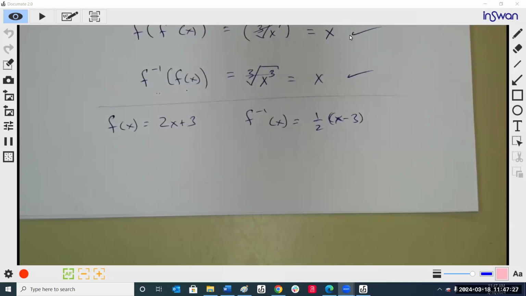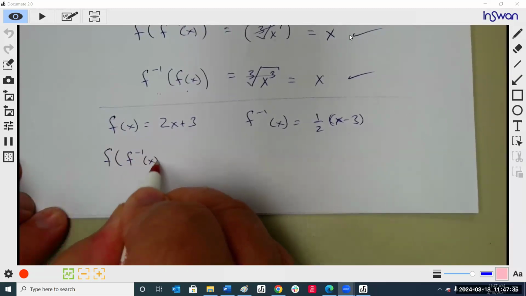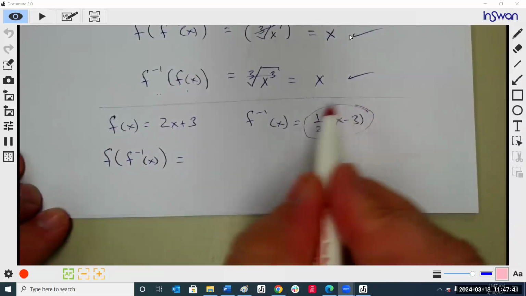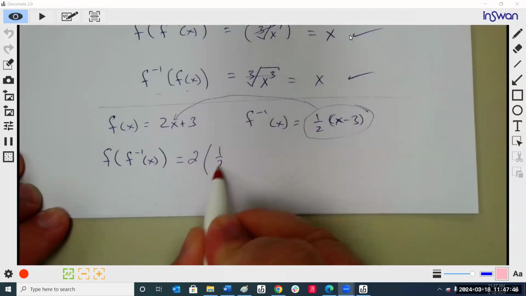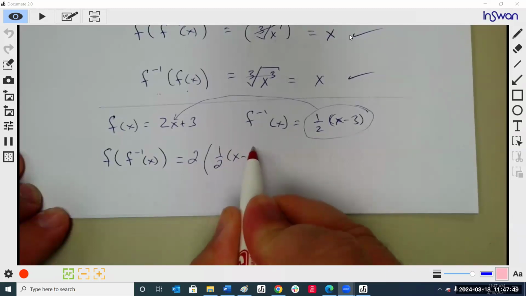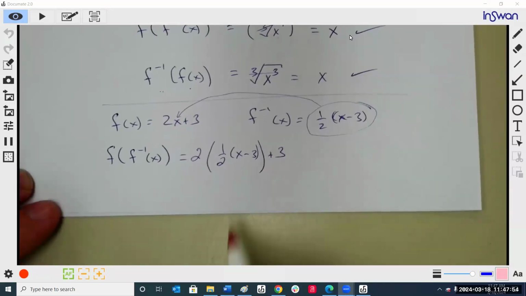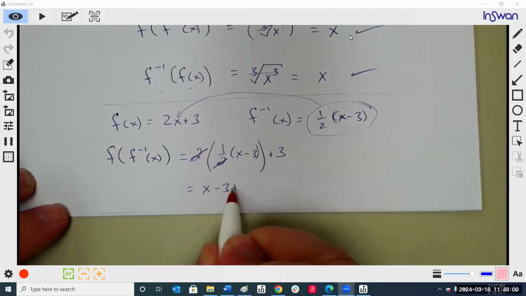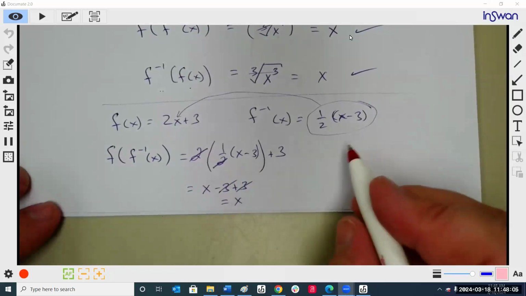Are they inverses? So we take this equation, plug it in place of x, plus 3. The 2's cancel. So we have x minus 3 plus 3. The 3's cancel. X. That one works.